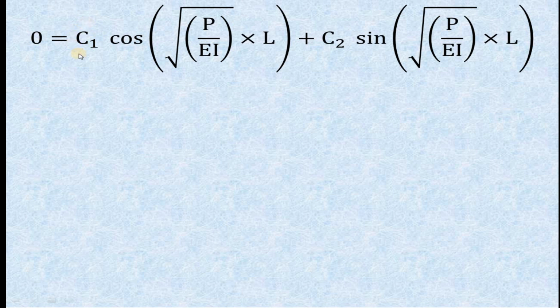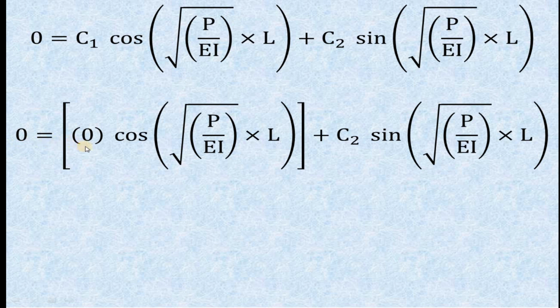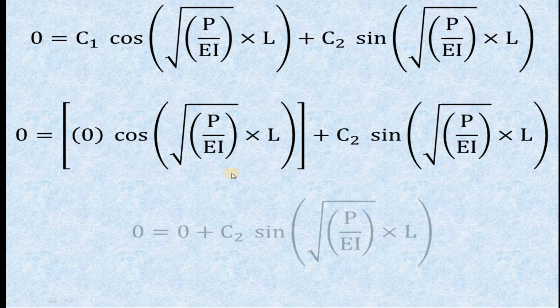We know that C1 is 0. Therefore, the next step will be 0 is equal to 0 into cos square root of P by EI into L plus C2 sin square root of P by EI into L. So here 0 into cos square root of P by EI into L is 0. So the next step will be 0 is equal to 0 plus C2 sin square root of P by EI into L. So here 0 plus C2 sin square root of P by EI into L is C2 sin square root of P by EI into L. So the next step will be C2 sin square root of P by EI into L is equal to 0.